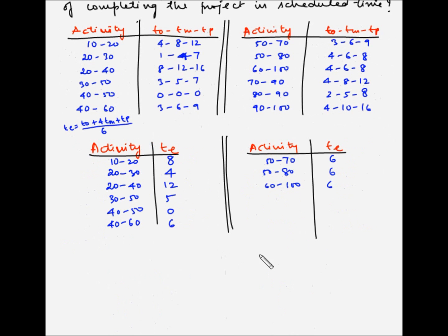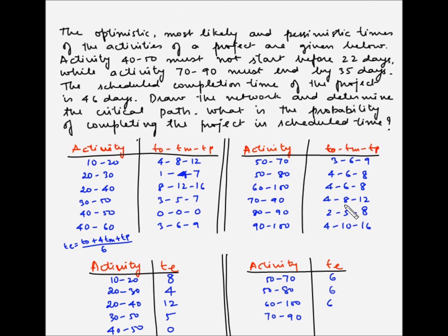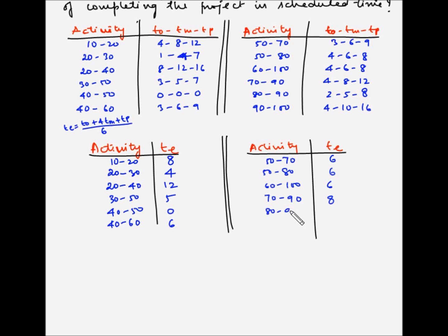For 70 to 90, it will be 4 plus 4 multiplied by 8 plus 12 divided by 6. That is the same as activity 10-20, and the expected time duration was 8, so let's put 8. For 80 to 90, it will be 2 plus 4 times 5 plus 8 divided by 6. So 4 times 5 is 20, plus 8 is 28, plus 2 is 30, and 30 divided by 6 is 5. For 90 to 100, 4 plus 4 times 10 plus 16 divided by 6. 4 times 10 is 40, plus 16 is 56, plus 4 is 60. 60 divided by 10 is 10.